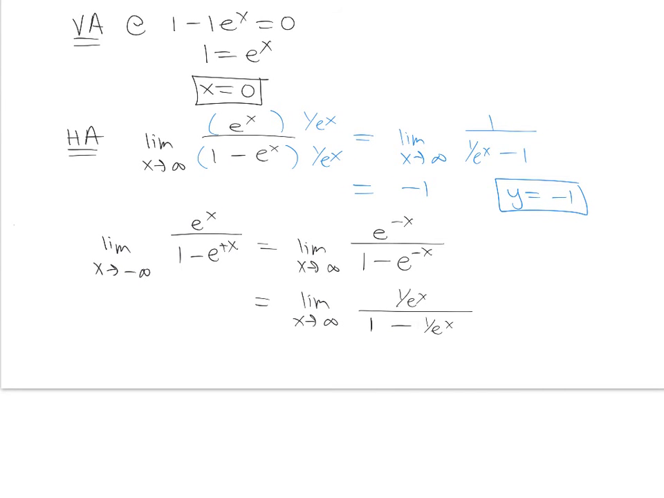That's what happens when you have negative exponents, right? And so as x goes to infinity, where's 1 over e to the x going? 0. So you're going to have 0 over 1 minus 0, which is going to be 0. So you have 2 horizontal asymptotes. They are 0 and negative 1. So that's a bit trickier than the one in your homework for sure. This one was different.